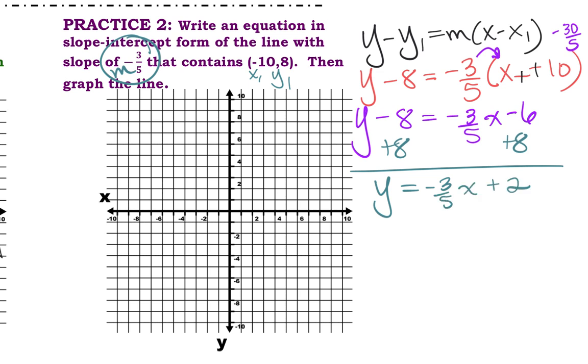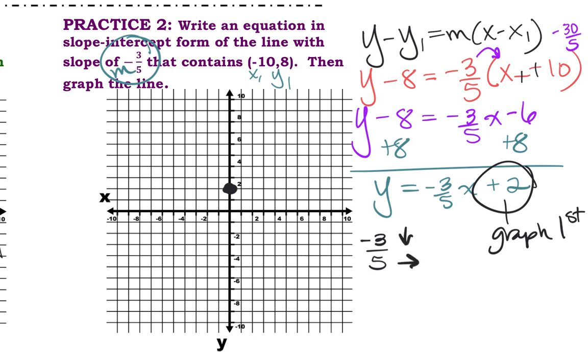Okay, so then what should we graph here? The 2. The 2. All right, so we're going to graph this first. All right, so we're going to graph 2. And then from the 2, I'm going to give it a slope of negative 3 over 5. So what direction should we go? Down. Down to the right. So I'm going to go down 3 over 5. So 1, 2, 3, 1, 2, 3, 4, 5.